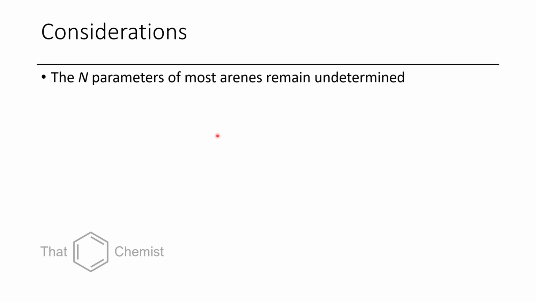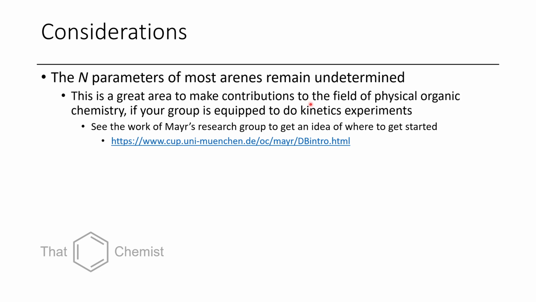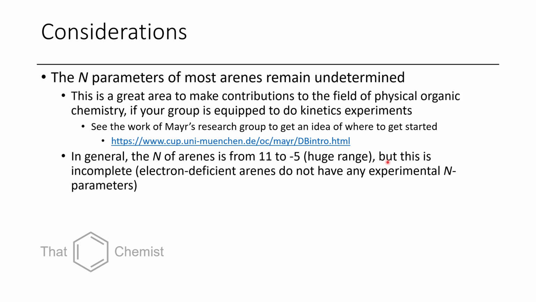So something to consider when you're doing Friedel-Crafts type chemistry is that the N parameters of most arenes are not determined. If you ever wanted to do research and actually contribute to the physical organic chemistry space, it would help experimentalists and theoreticians quite a bit if you could determine more of the N parameters of different arenes as well as the E parameters of electrophiles. In general, an arene will have an N between 11 and -5, which is a massive range. That's 16 orders of magnitude difference.